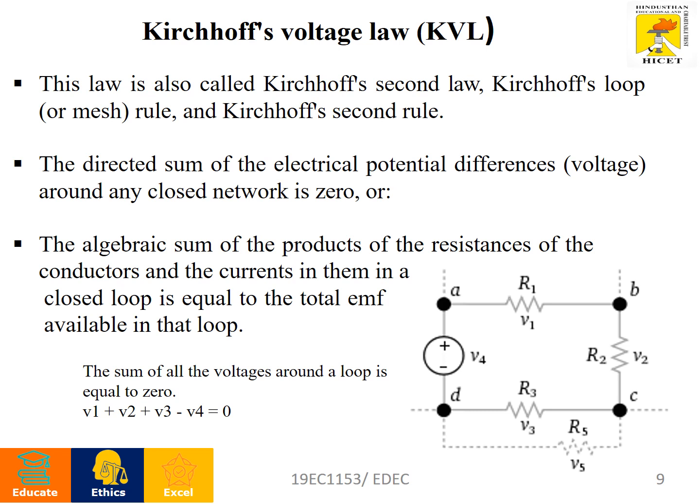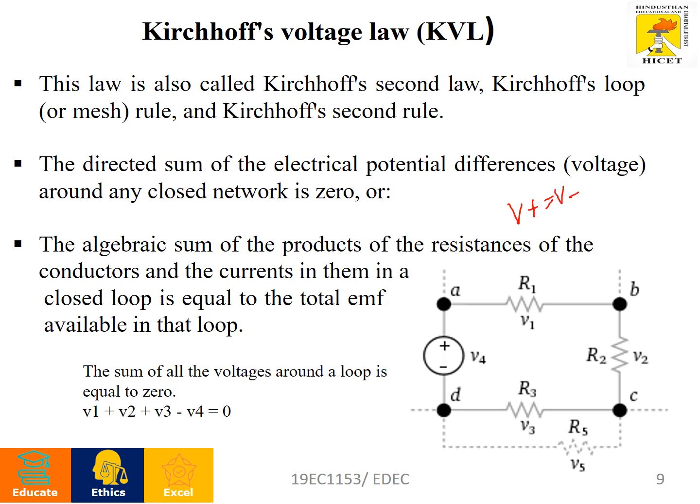The next one is Kirchhoff's voltage law, KVL. This law is also called Kirchhoff's second law or Kirchhoff's loop or mesh rule. The directed sum of the electrical potential differences around any closed network is 0, or we can define it as the algebraic sum of voltage around any closed path equal to 0. So simply we can write Kirchhoff's voltage law as V plus equals V minus.